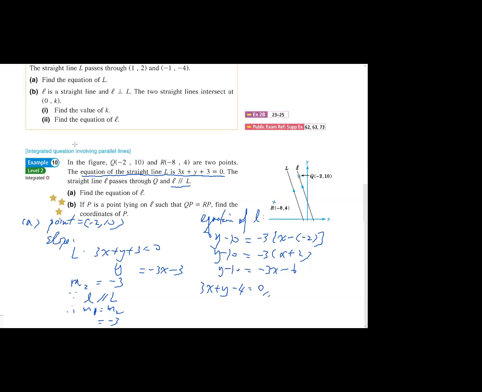So let me clear the board first. So I'm going to keep the equation of L. In part B, sorry.